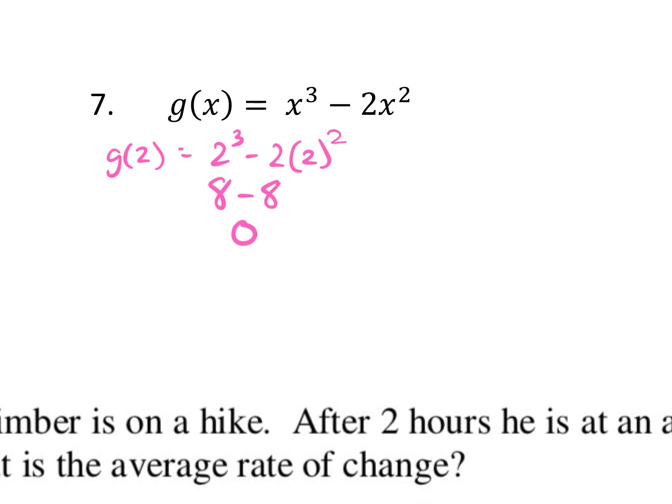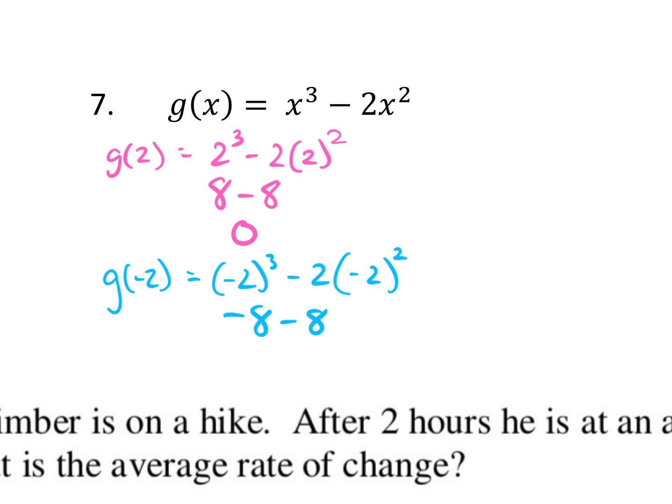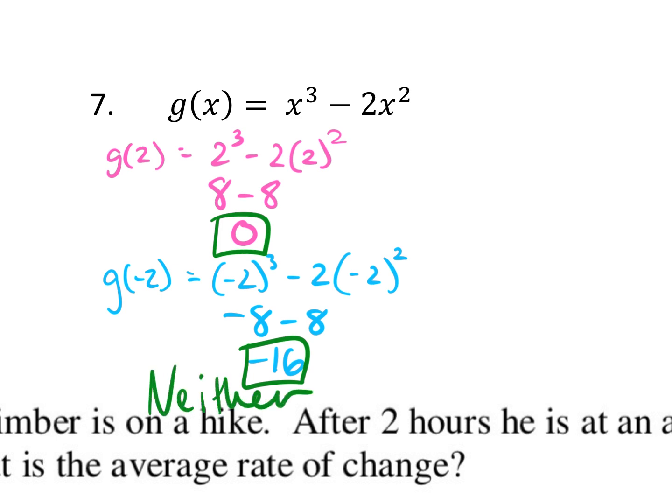Let's plug in -2 and see what we get. So you have -2 cubed minus 2 times -2 squared. What's -2 cubed? -8. Then we have -2 squared, which would be +4, and +4 times -2, -8. So -8 minus 8, -16. Are these two numbers the same? Are they opposites? So what would our answer here be? Neither.